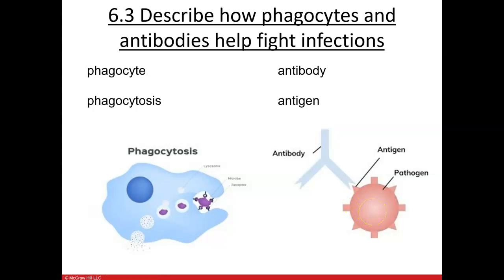So two ways white blood cells can help our body defend against pathogens: some cells are phagocytes. They engulf bacterial cells, and some cells make antibodies against the pathogen, and they respond to the antigens on that pathogen.